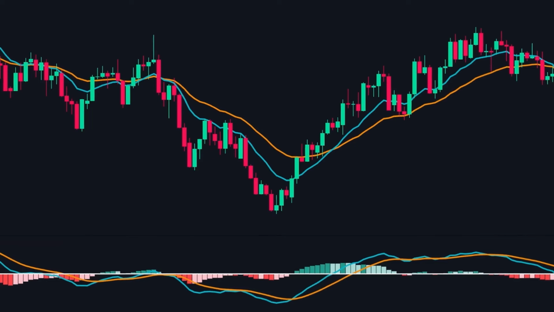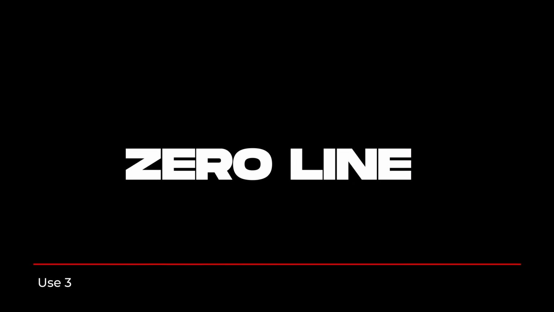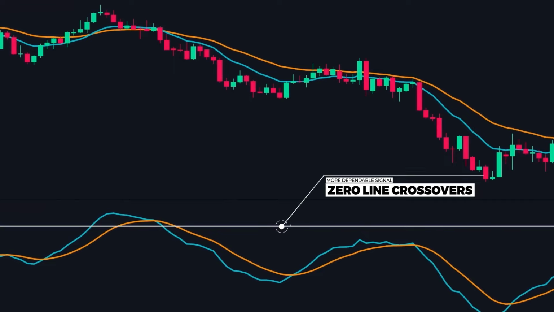MACD crossings can detect reversals early, but they also produce more false signals. Therefore, they should not be utilized alone. Use 3: zero-line crossovers. The zero-line crossover provides a more dependable signal.